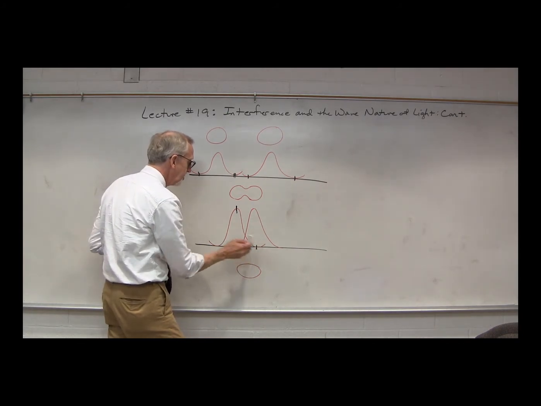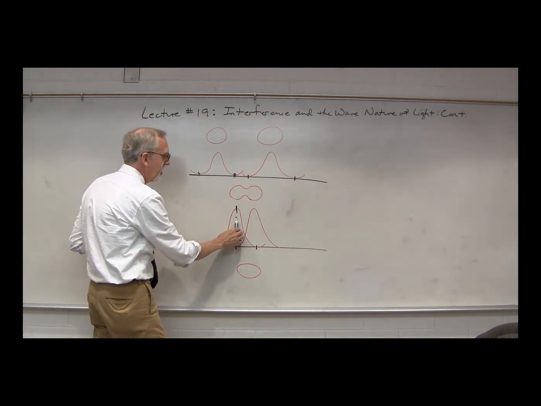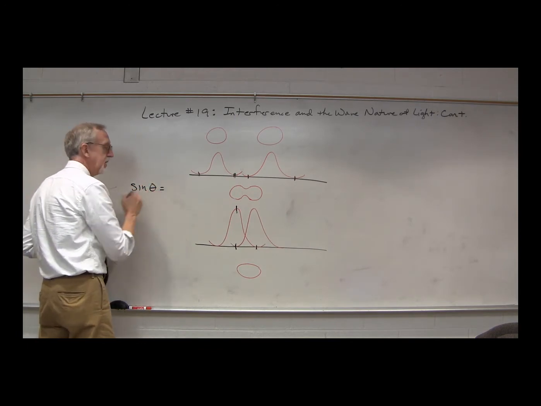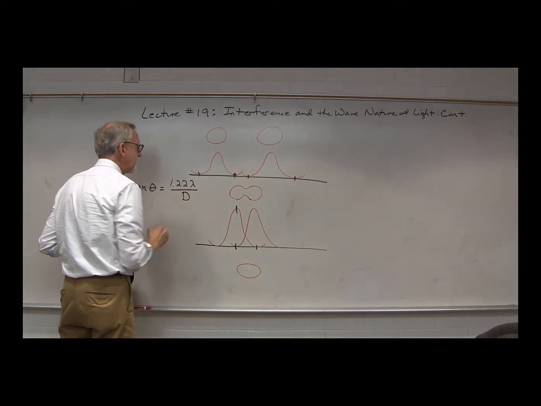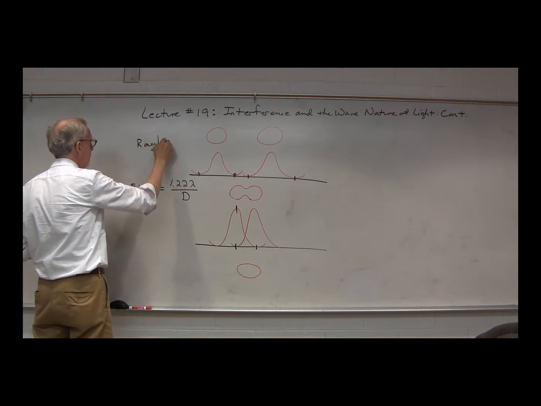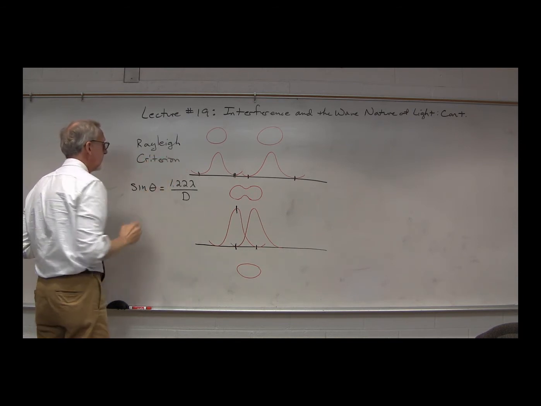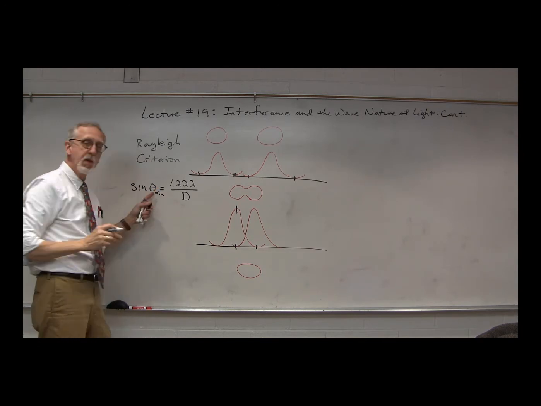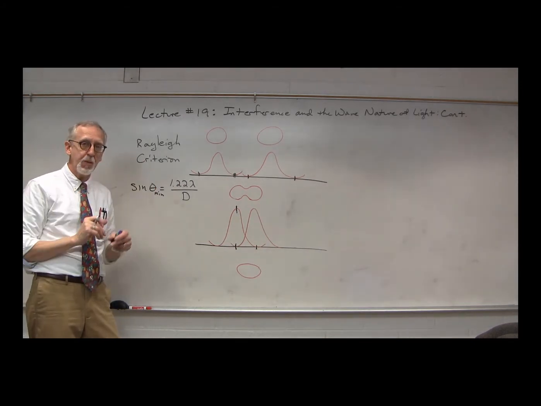What's the angle between those two? Well, that's exactly the angle that we just said before. The angle from the center to the first dark fringe corresponds to sine of theta equal to 1.22 lambda over the diameter of the aperture. This is the Rayleigh criterion. That is the minimum angle that the two objects can be and still be able to distinguish them as two separate objects.